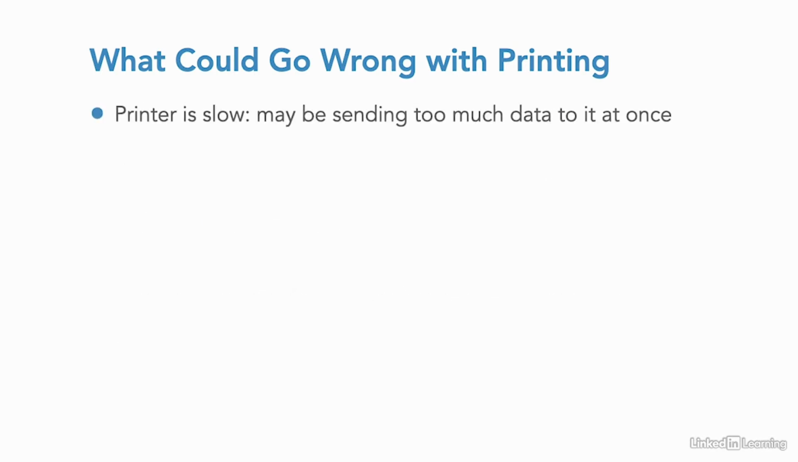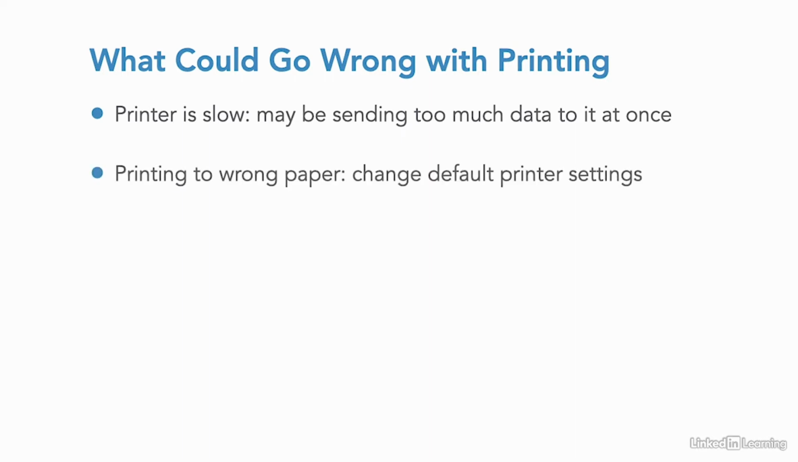If printing is too slow, it may be because you're sending too much data to it at once. A user who works in an office and then goes to a home office may be used to sending off 20 or 30 color pages to a high-end printer. When they try to do that to a small home printer, then it may be too much for the memory that's in that printer. So you may need to send just a few pages at a time.